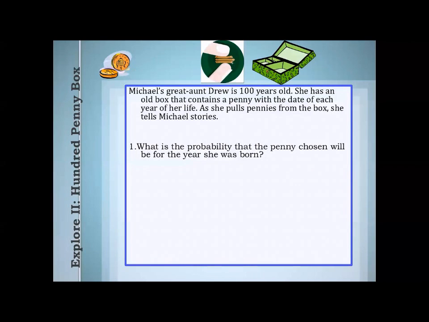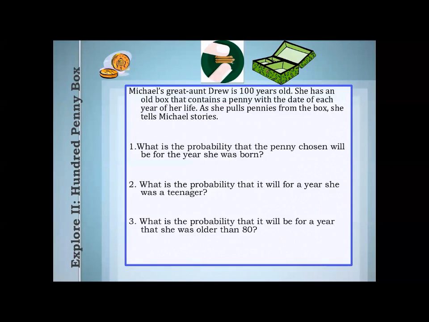Number 1, what is the probability that the penny chosen will be for the year she was born? 2, what is the probability that it will be for a year she was a teenager? 3, what is the probability that it will be for a year that she was older than 80? Let's answer these.